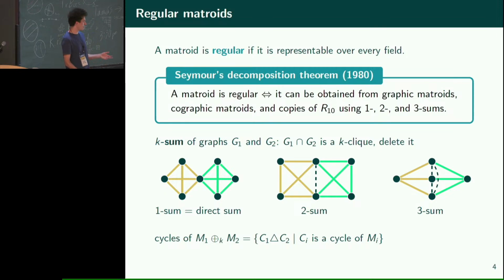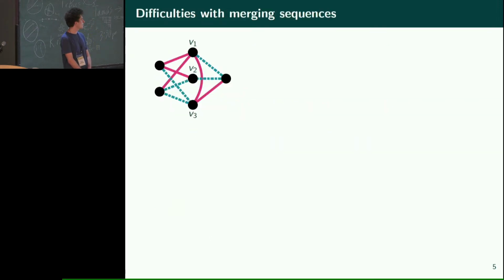For example, for 1-sums or direct sums, it is quite easy because you can just apply the exchange sequences that you get from the two components independently, and then merge them together. This gives an exchange sequence for the whole matrix. So why is this result non-trivial then? It's because of 3-sums. Because for 3-sums, it's quite complicated how to merge the exchange sequences that we get.